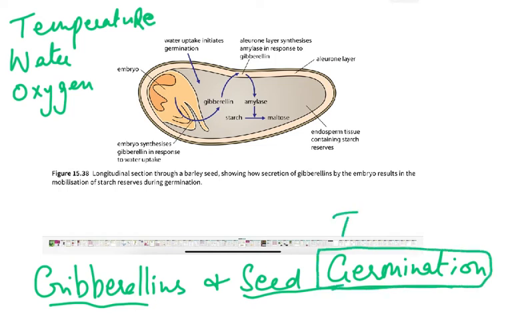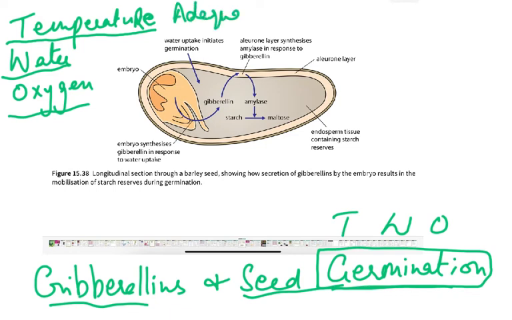An easy way to remember is a TWO. Now T stands for temperature, W for water, and O for oxygen. Please do not say air because air contains a lot of other gases as well. So temperature means an adequate temperature which is different for different seeds. And water is of course water, and oxygen is needed for the process of aerobic respiration. And water is needed for activating certain enzymes to start working.